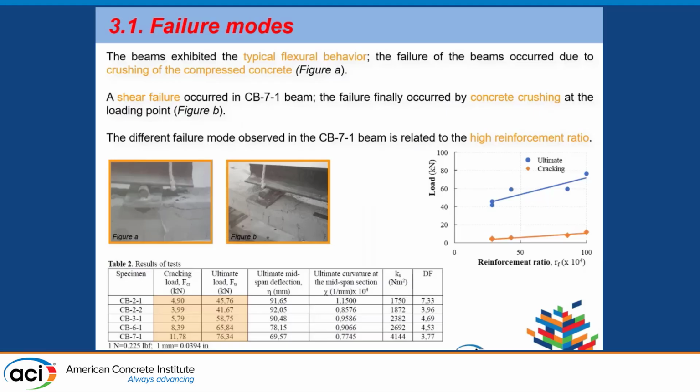So, moving to the experimental results, and starting with the failure mode, in general, all the beams presented the typical flexural failure, in which we could observe the crushing of the compressed concrete, as you can see in figure A. However, an unexpected result was observed for one beam, CB71, in which a shear failure occurred, followed by the concrete crushing at the loading point. This different failure mode could be mainly explained by the high reinforcement ratio, as can be observed. CB77 represents the number of the CFRP rebar employed.